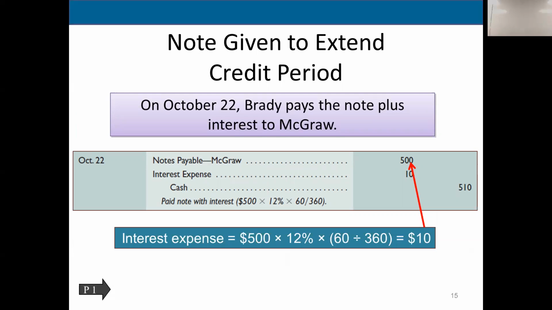So $10 in interest. Now, of the $510 in cash, we can say that it is represented by $500 in notes payable. And again, we're tracking interest expense of $10.